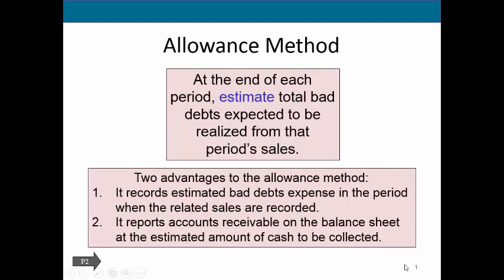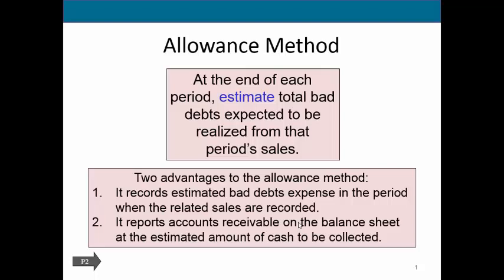You can see here we've got two basic advantages of using the allowance method. The first is simply that the allowance method helps us to meet the matching principle. And the second is that when we're using the allowance method, the number on our balance sheet is not going to be the total amount of accounts receivable. We're going to be shown the amounts in accounts receivable, but we're also going to be shown the information about what portion we estimate will not be able to be collected. So it shows us the accounts receivable on our balance sheet that we actually think we're going to collect.